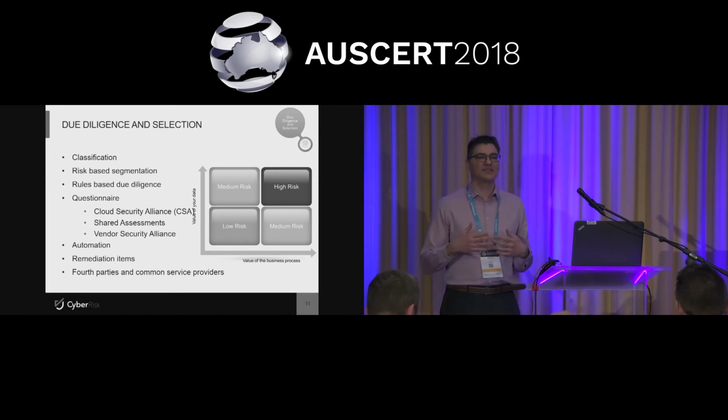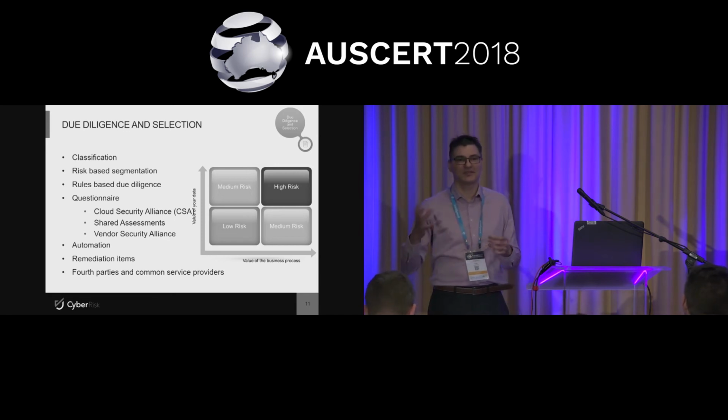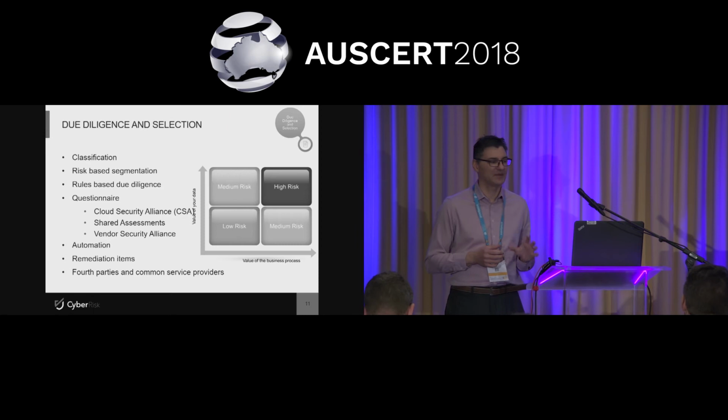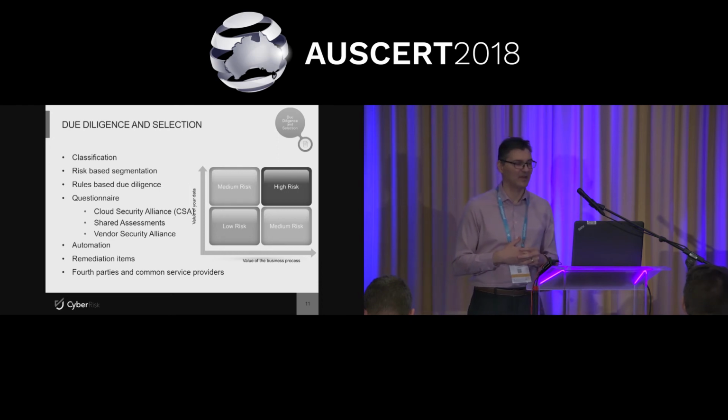When you've done your due diligence, you're going to come up with potentially a whole list of remediation items, and these are control deficiencies that you've identified within the third party. Have a process to track those, and we'll touch a little bit on contracts, but you also need to have some contractual clauses where the third party will actually remediate the weaknesses that you have found as part of your due diligence.